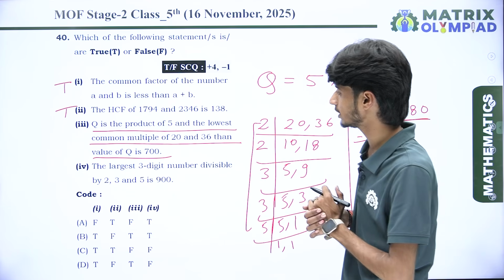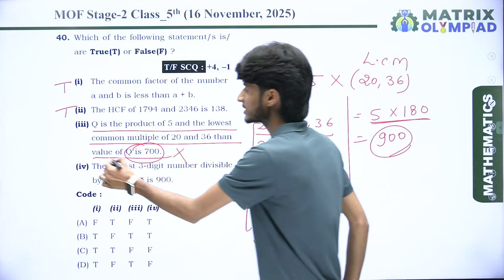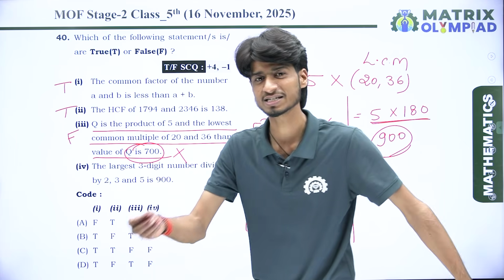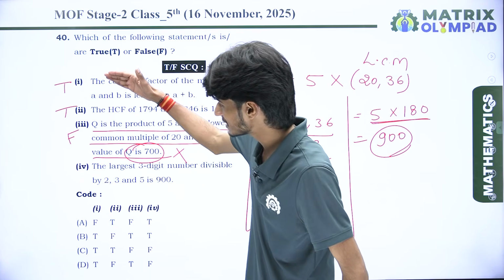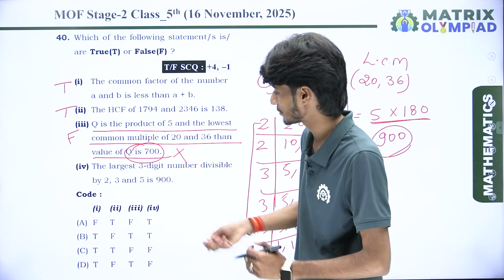And according to the statement, the value of Q is 700. No, this is the false statement. That means the third statement is false. So the first is true, the second is true, and the third is false. Let's come to the last point.